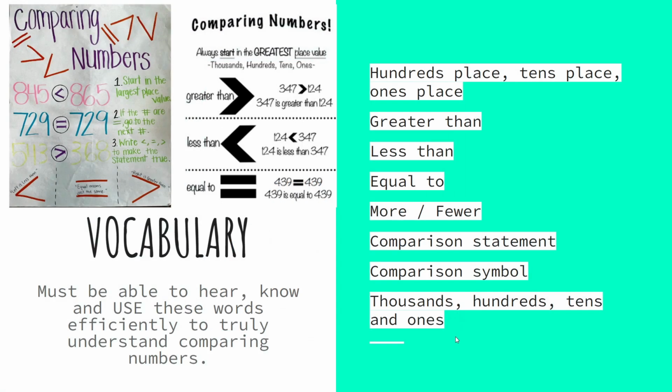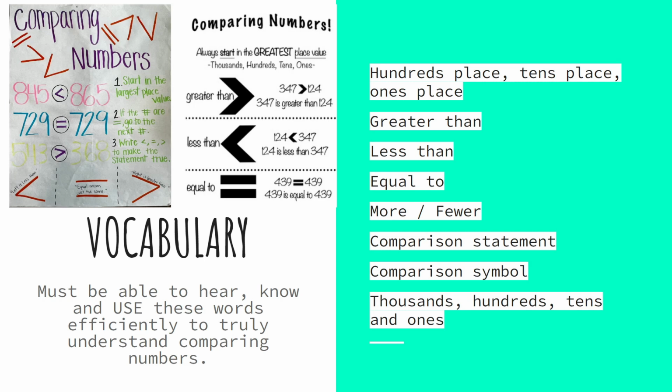So let's talk about vocabulary. Vocabulary is something I will talk about in every video because math vocabulary is so expansive. These kids do not use these words in social interactions. So they're only using them when a grown-up is trying to get them to understand math concepts. And so they must be able to hear, know, and use these words efficiently to truly understand comparing numbers.